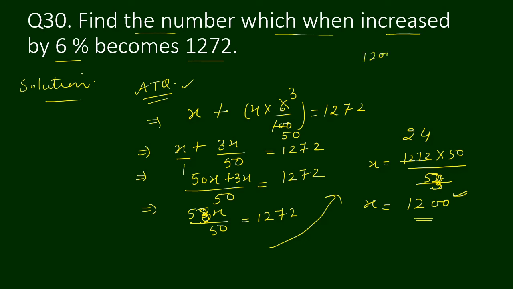You can verify it. If you increase this number by 6%, you will get 72, and if you add 72 to that, it will become 1272. This is the verification of the question, how to verify the answer which you got. Clear? Completed our milestone 1.